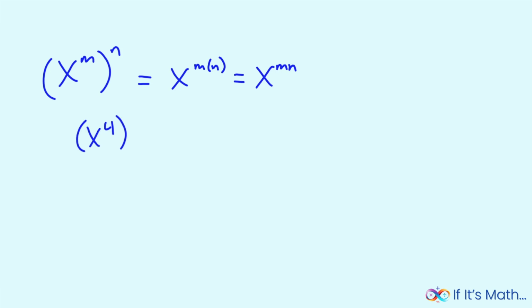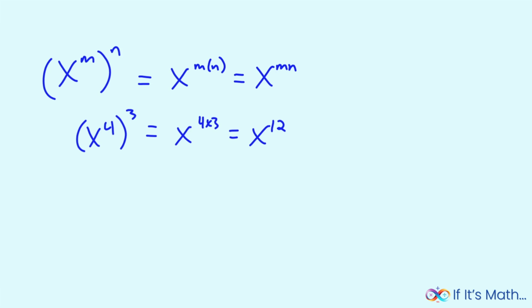So if we want to think about what the rule actually tells us, it tells us that if you have x to the m power raised to the n power, that is the same thing as x raised to the m times n. So if you have x to the fourth to the third, that's going to be x to the 4 times 3, which is x to the 12th.